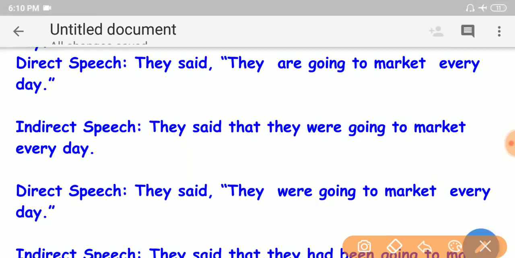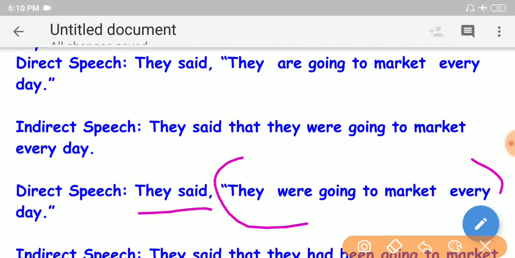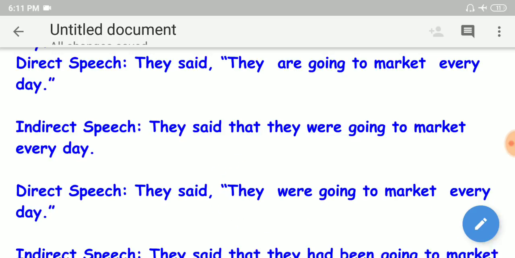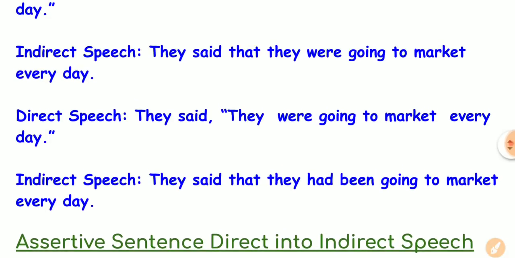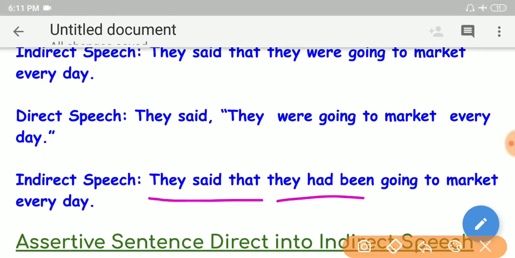Again, you see, my dear friends, in the actual words, past continuous is there. If it is past continuous, again put a step backward to past. Putting a step back means past perfect continuous must be there in indirect speech, my dear friends. See, they said that they had been going. Were going is there. Putting a step back to past tense is known as past perfect.